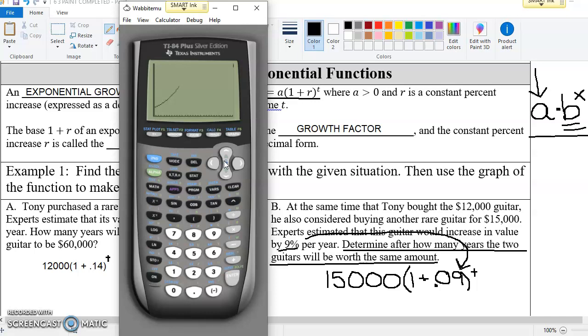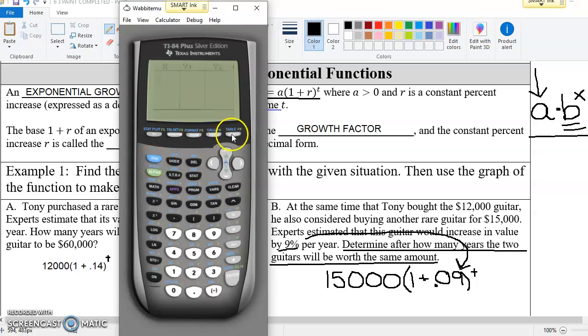So let's take a quick look and see if the graph shows that. Okay, so here's the first one. It's growing pretty well. Now the second one is going to start a little bit higher. Yeah, it doesn't go up nearly as fast. So after how many years will the two guitars be worth the same amount?